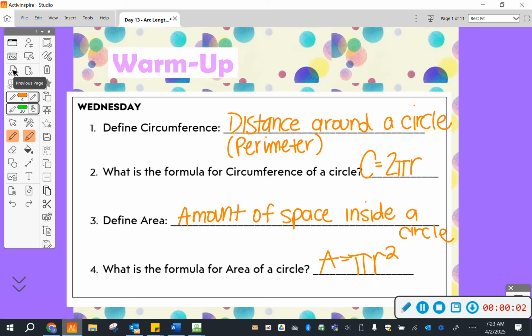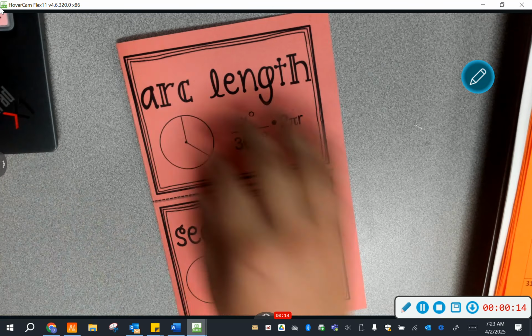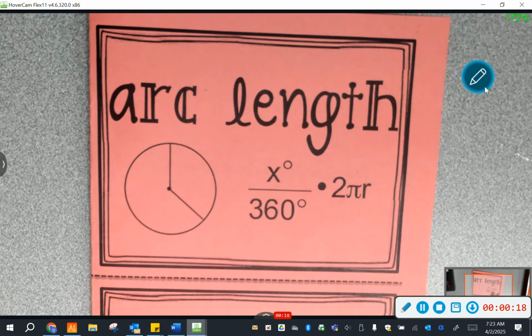Okay, so as a reminder, distance around a circle is the perimeter of the circle. And the formula, or circumference, sorry, is 2 pi r. So if we go to our notes, right here we have arc length.